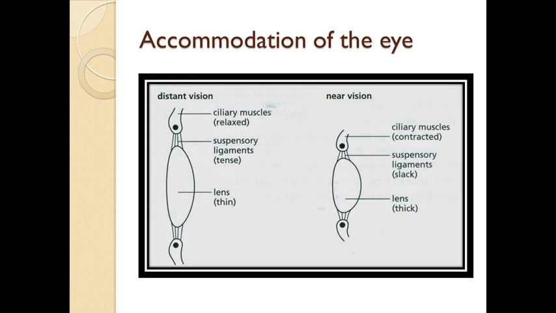Then in near vision, on the right side, we can see that the ciliary muscles are contracted. That means they move towards the lens. Then it causes the suspensory ligaments to slack, or the tension of the suspensory ligaments reduces. Then the lens becomes thick and bulges out. When the lens becomes thick, the curvature or the convexity increases. Then focal length decreases and the power of the eye increases. So in near vision, we can obtain a high power for the eye lens.